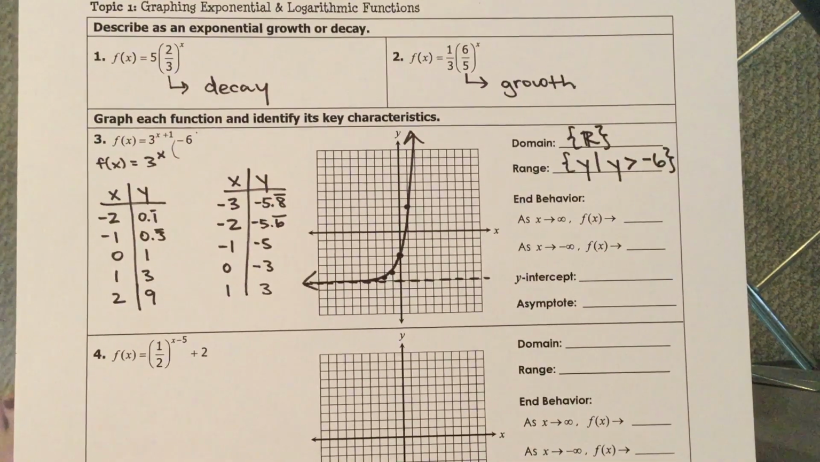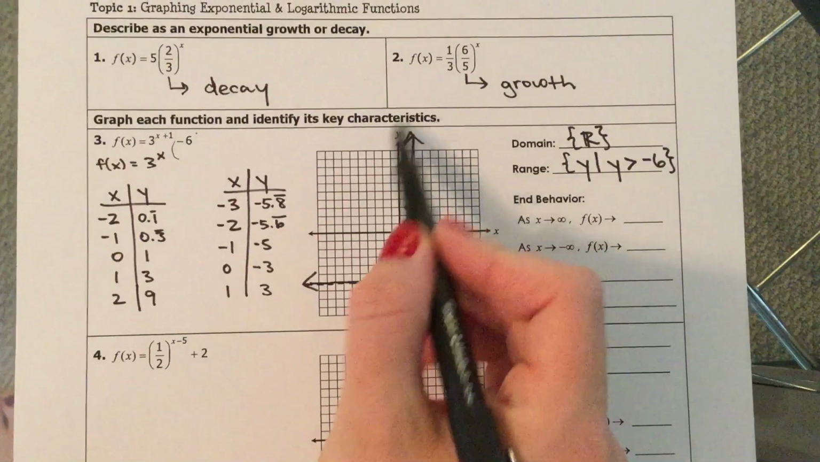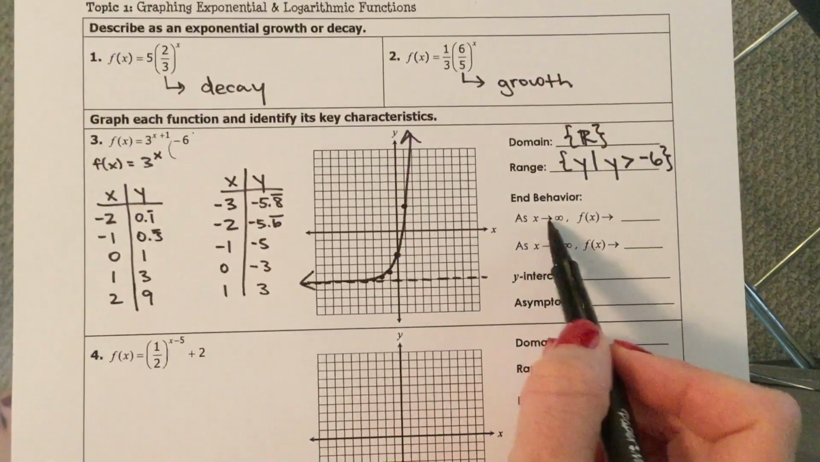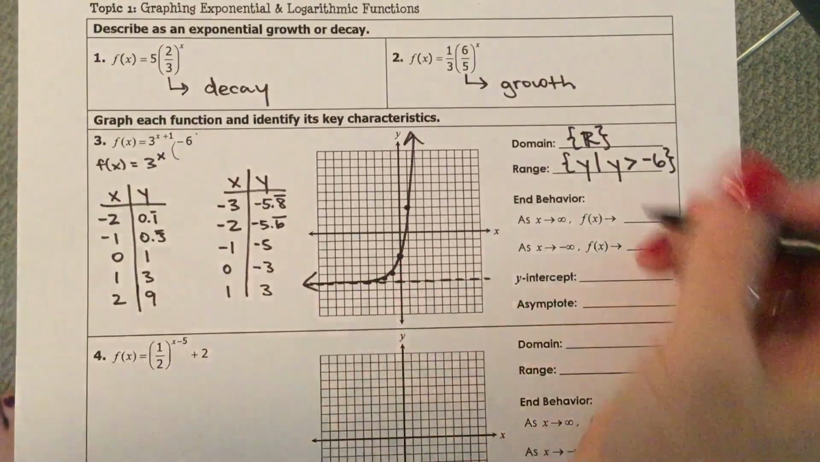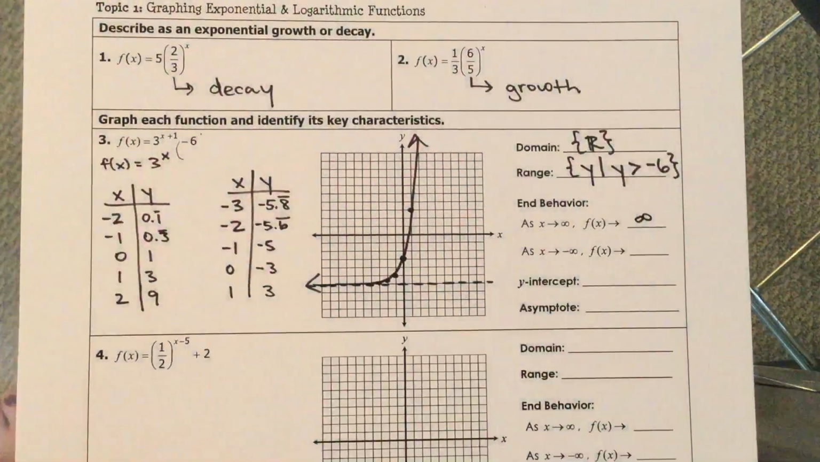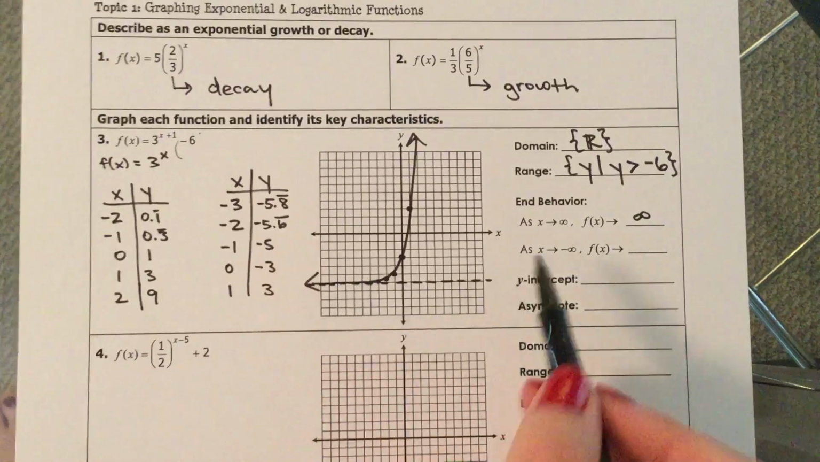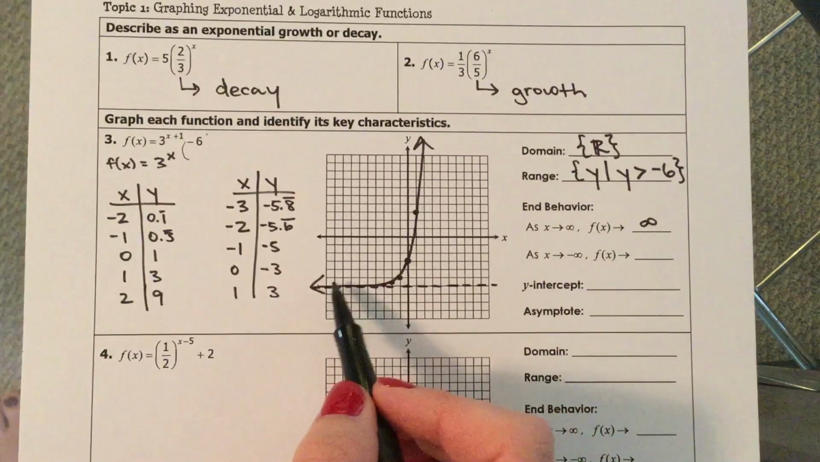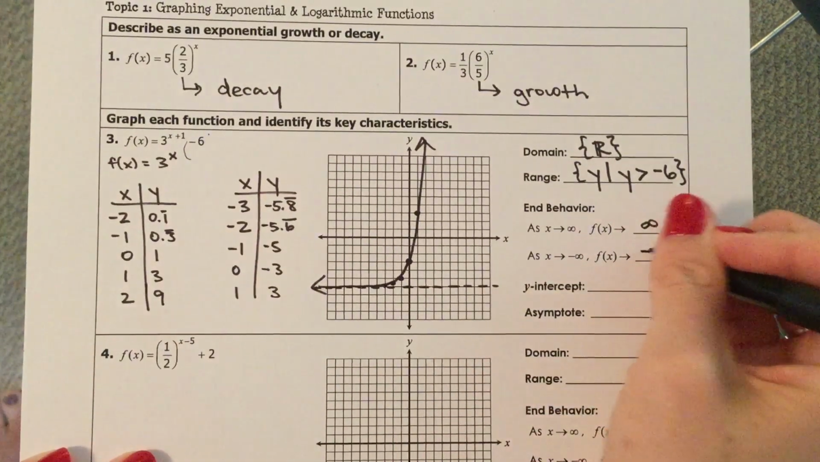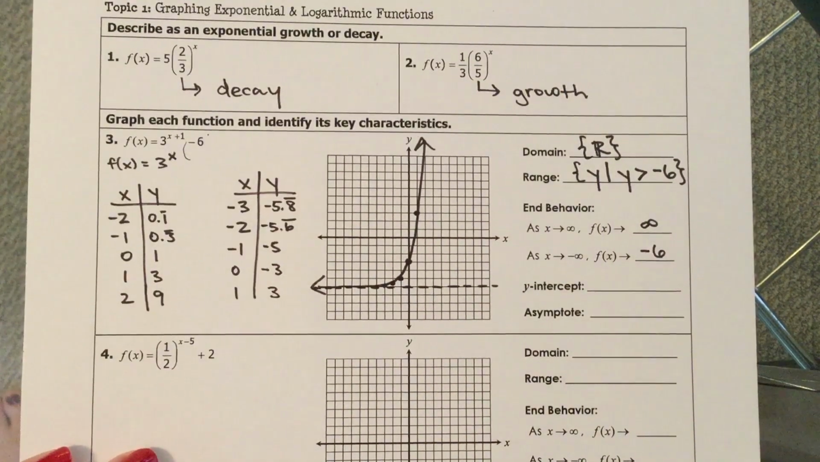All right, end behavior. So we have 2 ends of this graph. The right end right here, that's as x approaches infinity. You can see the arrows going up. So we say my function values go to +infinity. This one, left end right here, that is as x approaches -infinity. And here your graph is approaching that dotted line, and that dotted line has a value of -6.